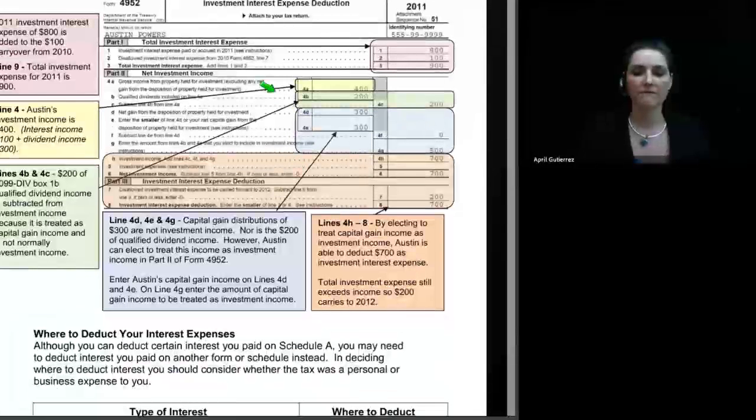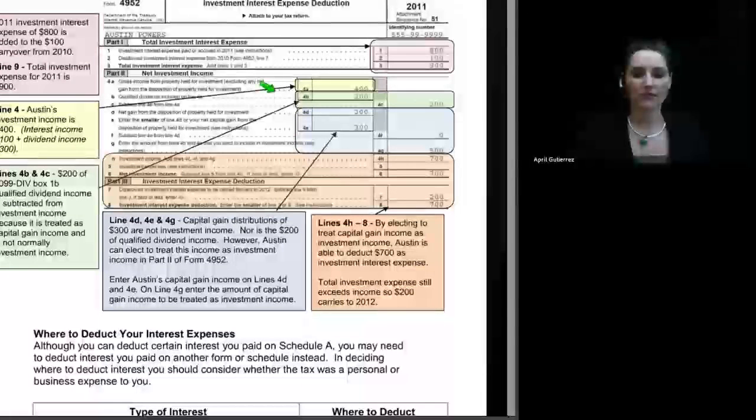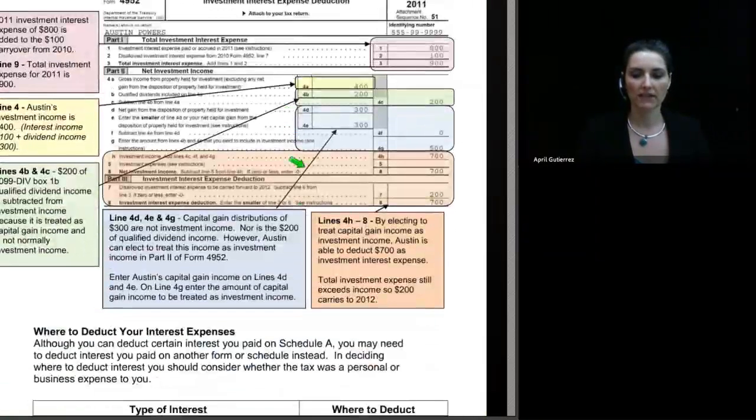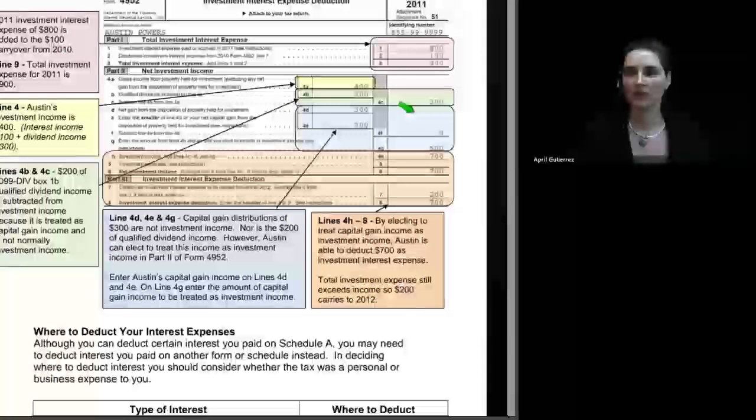Then we look at line 4A. And line 4A is where we enter the gross income from property held for investment. And if we go back up and look at the wording of the problem, we see that we had $100 of interest and we had $300 of dividend income. That's the amount that we're working on. So we enter that on line 4. But the next line, 4B, says what portion of line 4A is for qualified dividends. We're going to have to subtract that amount out. And that leaves us with only $200 of investment income.